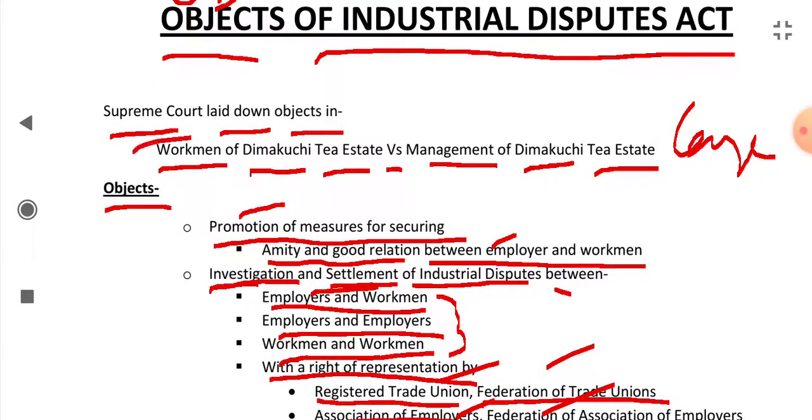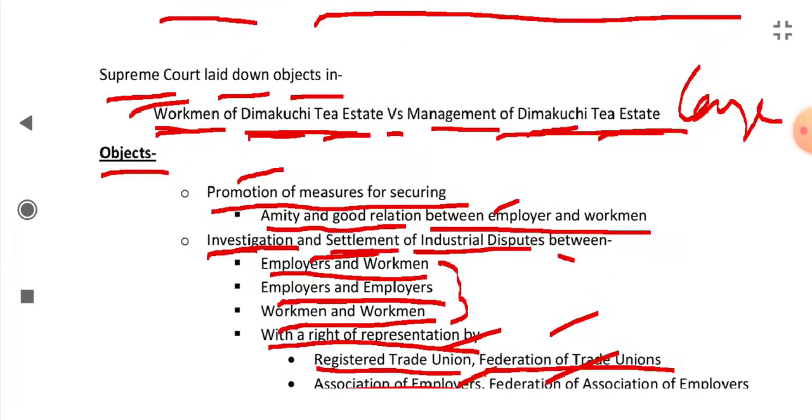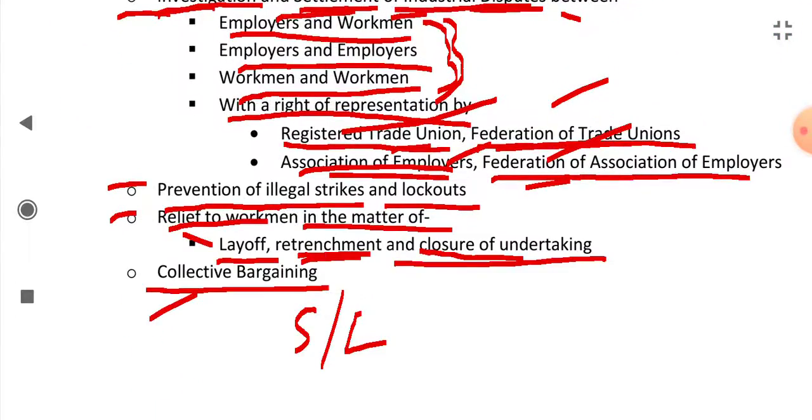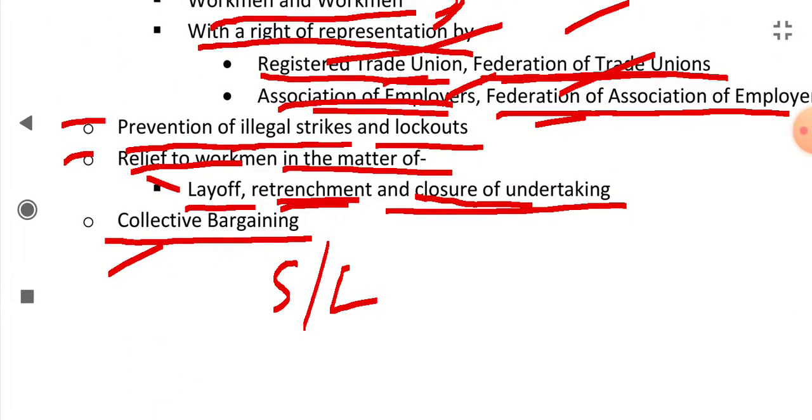Supreme Court laid down these objects in Workmen of Dimakuchi Tea Estate versus Management of Dimakuchi Tea Estate. What were these objects? These were promotion of measures for securing amity and good relation between employer and workmen. Second was investigation and settlement of industrial disputes between employers, workmen, employers and workmen with a right of representation by registered trade union or federation of trade unions or association of employers or federation of association of employers. Next objective was the prevention of illegal strikes and lockouts, so they don't happen.